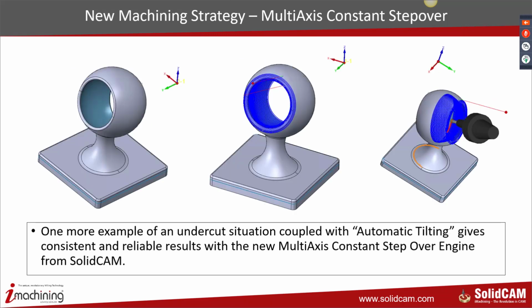Another example is an undercut situation with parts like what you see on the screen, and these kinds of parts, coupled with automatic tilting, give a very consistent and reliable result. The pattern is very consistent. If you say 0.5, it will be 0.5 throughout the entire group of surfaces. Right, so let's have a look at the pattern generator.